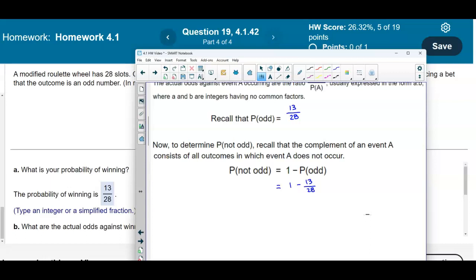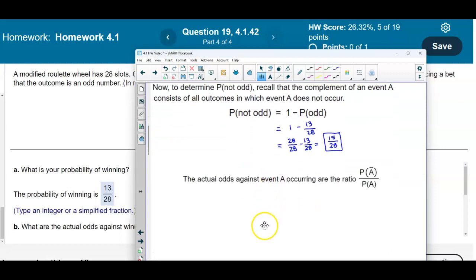Now, we want to subtract this fraction from 1. Remember, 1 can be rewritten so it has the same denominator of 28. That's the same thing as 28 over 28 minus 13 over 28. If we take 28 and subtract 13, we end up with 15 over 28. So the probability that it's not odd is 15 over 28.